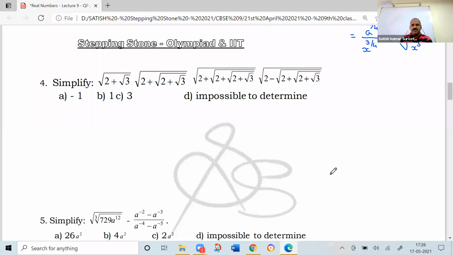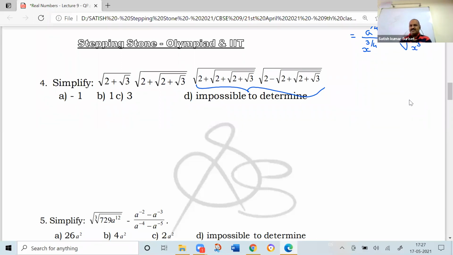Try the fourth problem. I'll give you the hint. The hint is, first you try to multiply these two, that is root of 2 plus root of 2 plus root of 2 plus root 3, and root of 2 minus root of 2 plus root of 2 plus root 3. If you observe, it is in the form of a plus b into a minus b. So apply the formula a minus b into a plus b and simplify. After that, again you multiply with this and again you multiply and go on simplifying. Then you will get the answer. Try all of you.